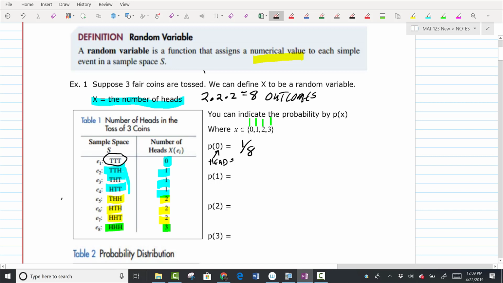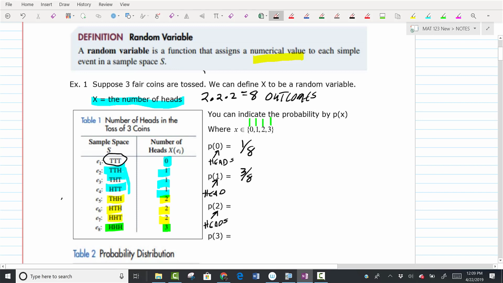Okay, the next one is the probability of getting 1 head. So how many possibilities are there where you flip the 3 coins and just 1 head pops up? There's 3. Those are the 3 that I highlighted in blue. So this probability would be 3 out of 8. That's just getting exactly 1 head. That's the blue.